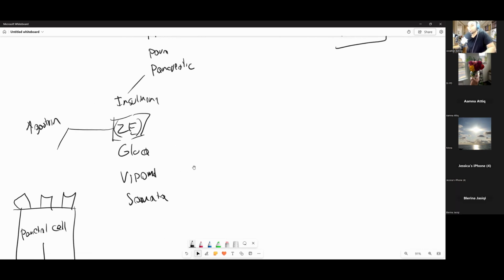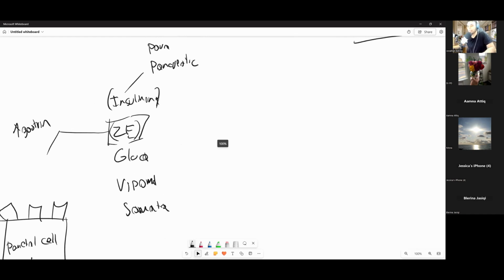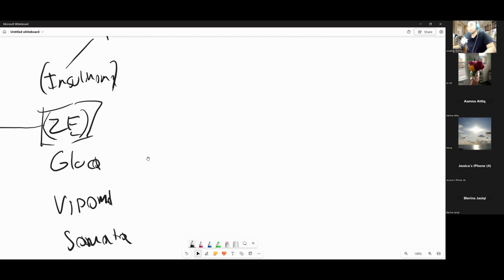When we look at insulinomas, remember, your glucose will be low. Patients will have low glucose. Now, will the C peptide be high or low? Who can tell me? C peptide high or low? Anybody? I think it will be high.